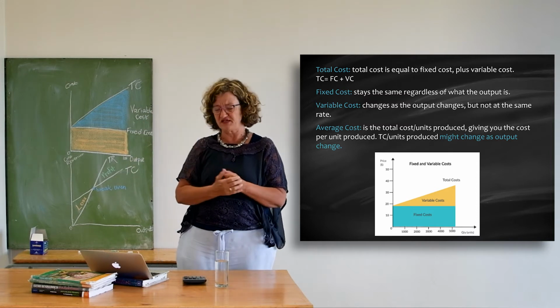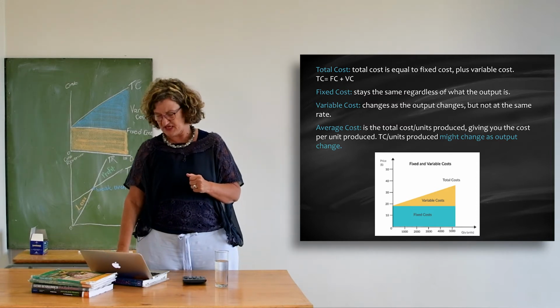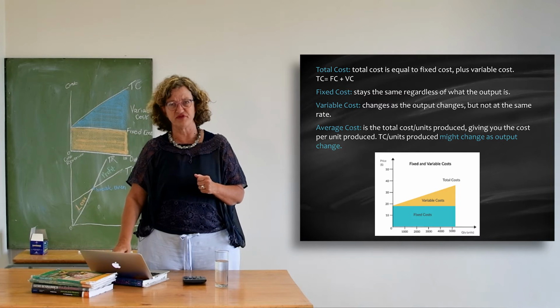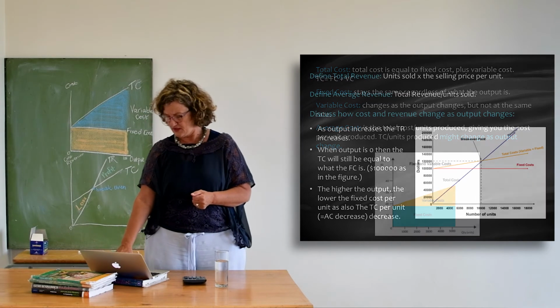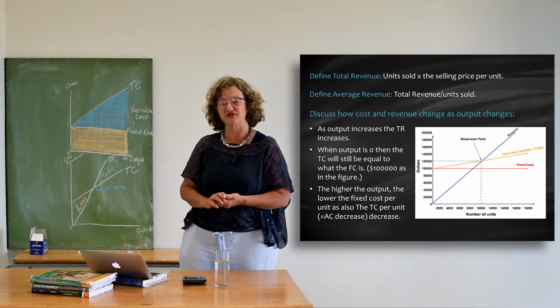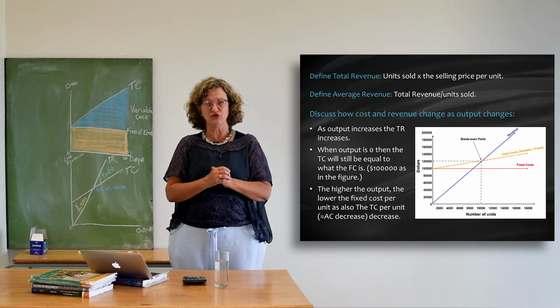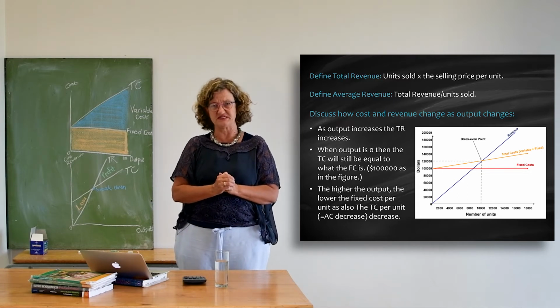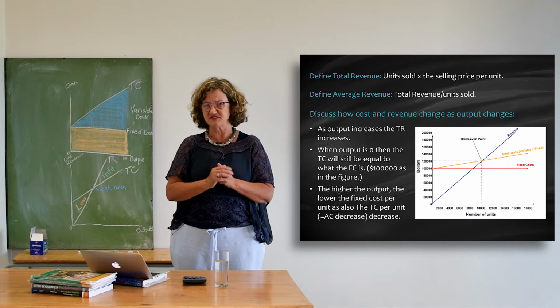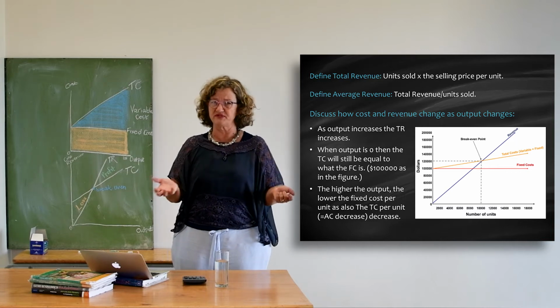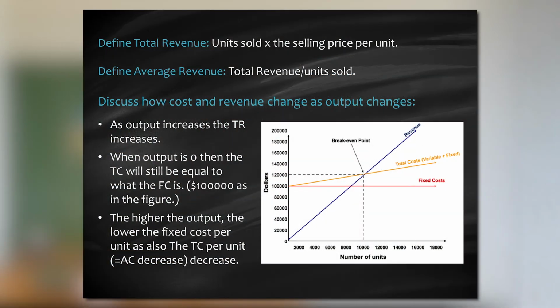If you go to that graph, you will see that is how you draw the average cost curve. Okay, then we will look at the revenues. The total revenue of a business, you calculate, this is very easy, like all these calculations. You take the selling price and you multiply it by the units sold. That gives you your total revenue for your business.